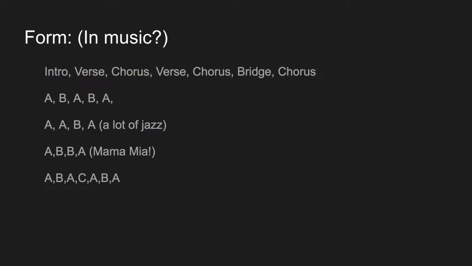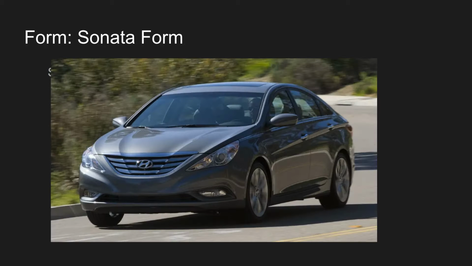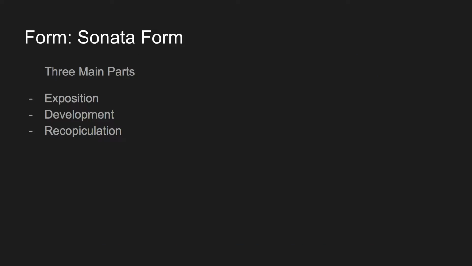It's kind of crazy. But in instrumental music, we have AABA form, which a lot of jazz follows. No, I'm getting carried away. There are a lot of different forms in music, but one that we're going to be talking about is sonata form. Not the car. Sonata form in music.